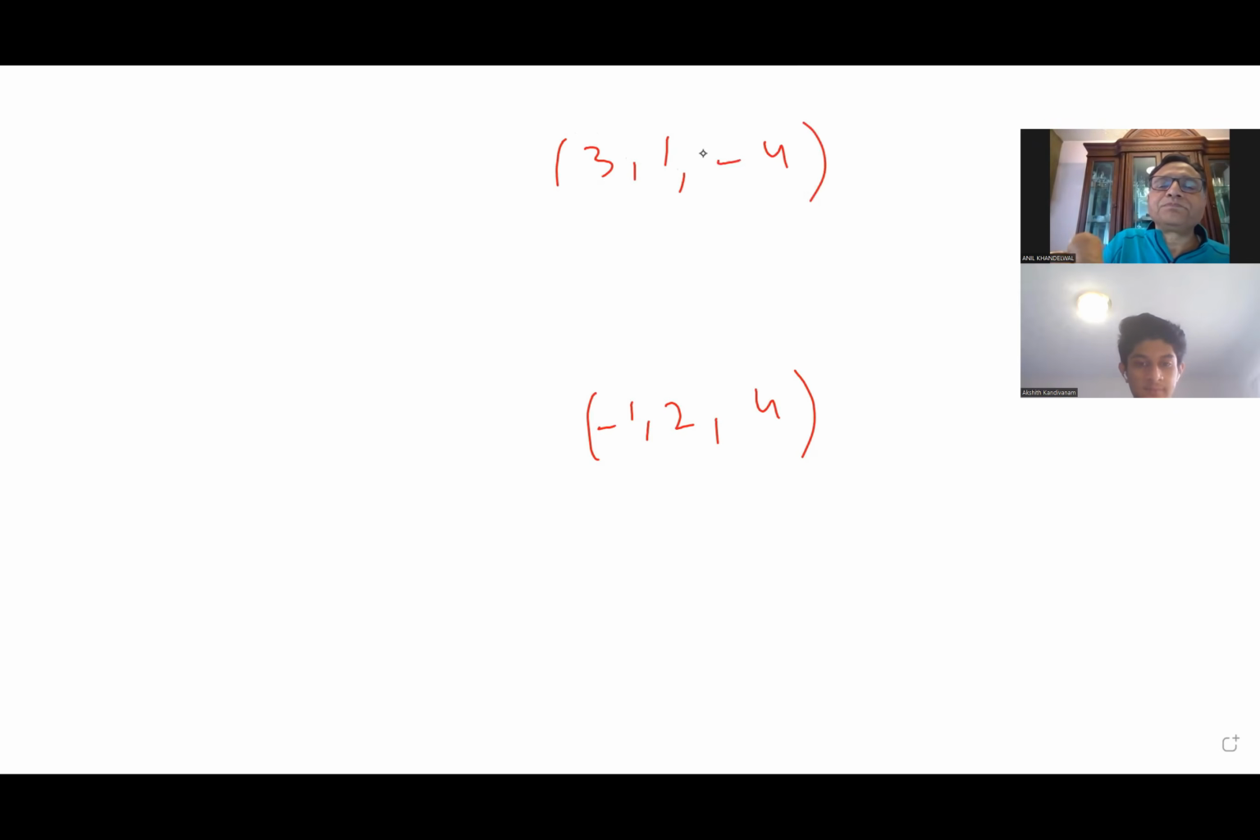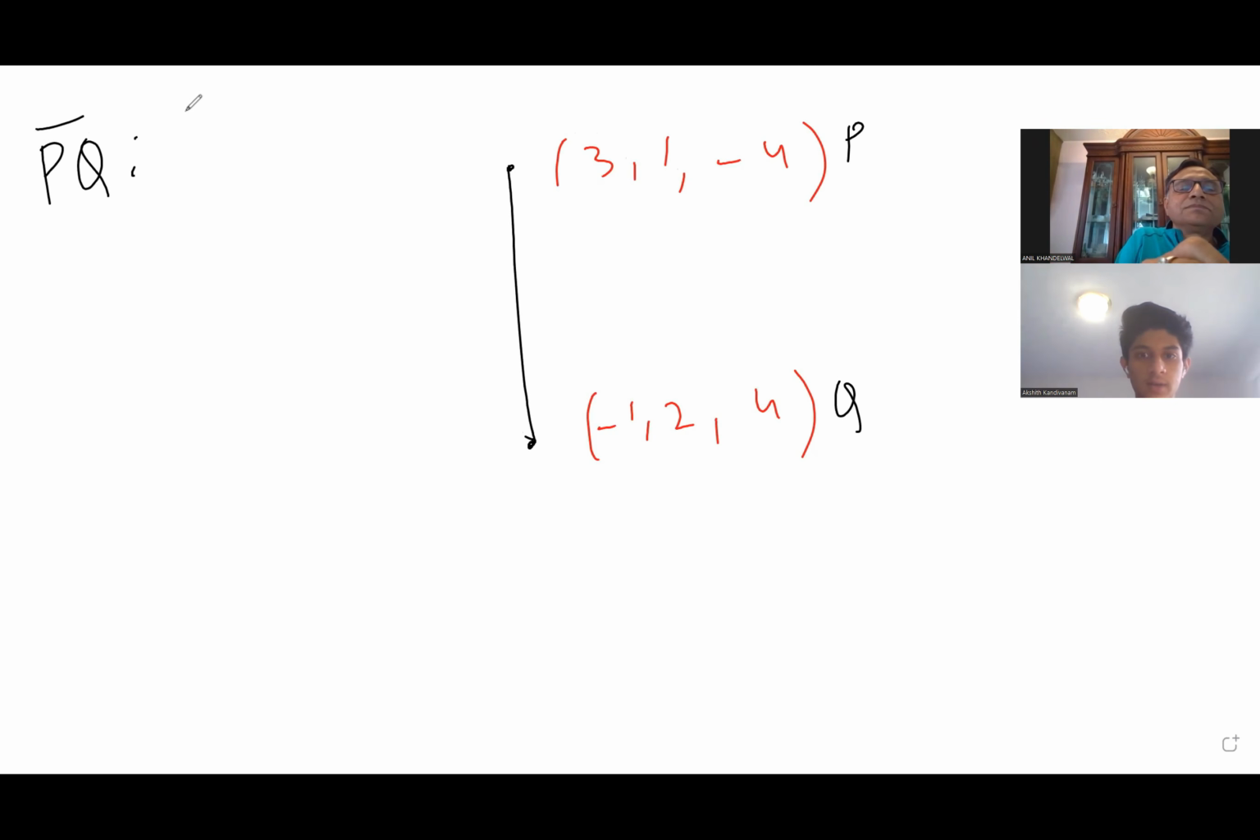Yes, sir. The points were minus 1, 2, 4 and 3, 1, minus 4. So these are the 2 points given to us. Find the direction between them. Let's say these points are P and Q. So PQ is what? It would be minus 4, 1, and 8. This is your normal. Do you see that? Because we want to make a plane right in the center.